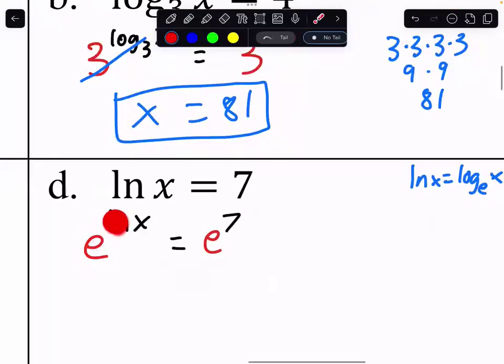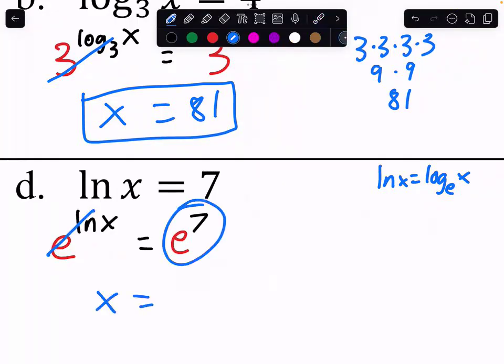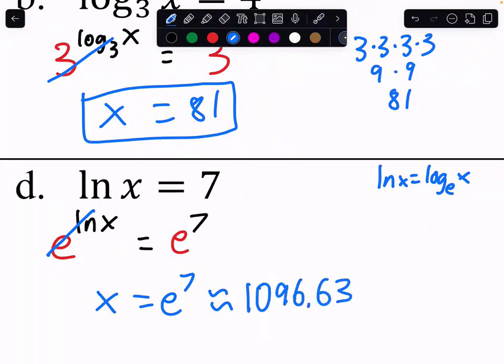Okay, so again, it may not look like it, but because ln represents log base e, e to the power of ln cancels out, leaving just the x behind. And here you just keep the exponent on the number, e to the power 7. Okay, and again, we can type this into our calculator, and this one rounds to about 1096.63.